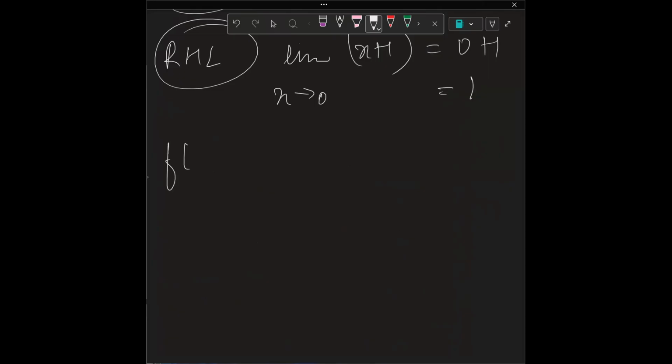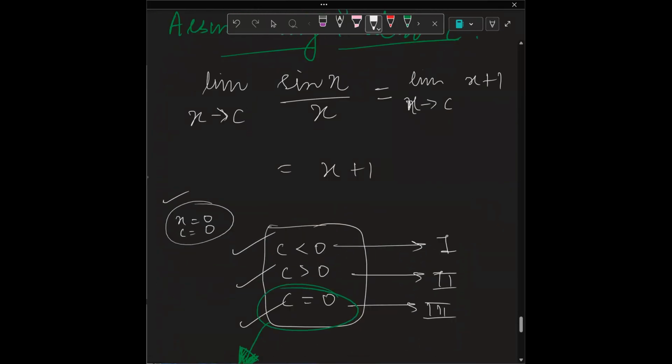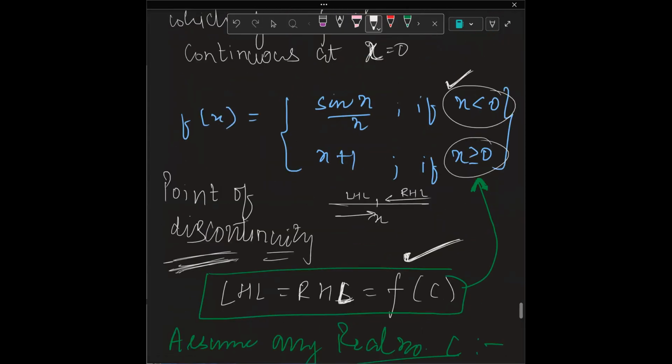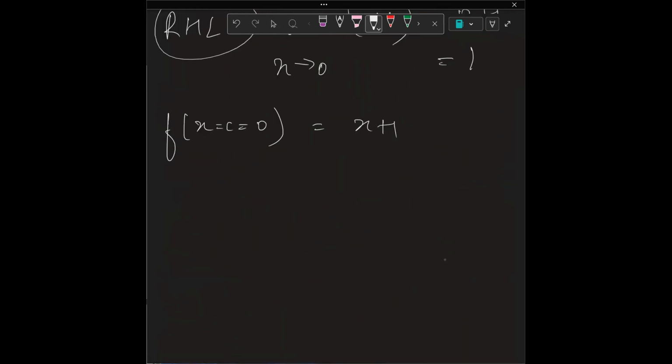And now your function value at c, that is x equals to c, that is equal to 0. So at this, what is the function value? x plus 1. See, this is the function. So at x equals to 0, your function value is x plus 1, so this is going to be 0 plus 1, that is 1.